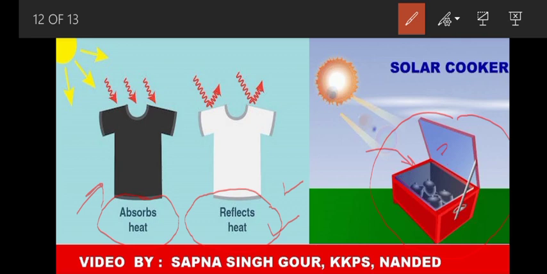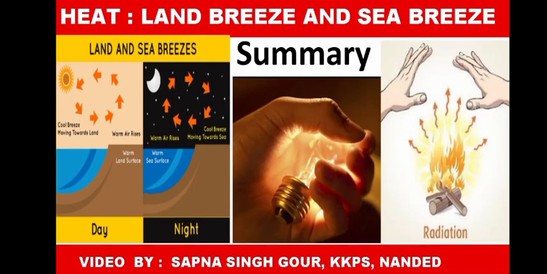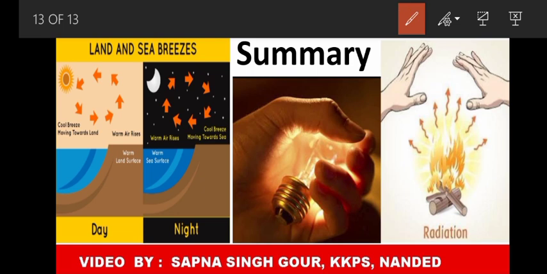So quickly we'll revise what we have studied today. We have studied about the land bridge and sea bridge, then absorbers of heat radiation, emitters of heat radiations, then colors of clothes.